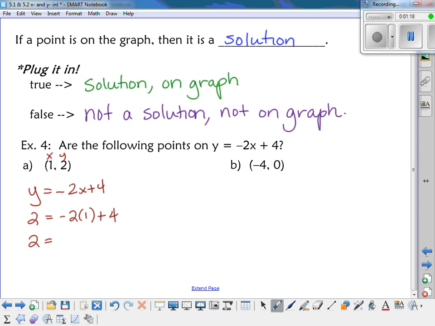So negative 2 times 1 gives me negative 2. And negative 2 plus 4 is positive 2. So I end up with 2 equal to 2. That's true. So yes, that point is on the line.